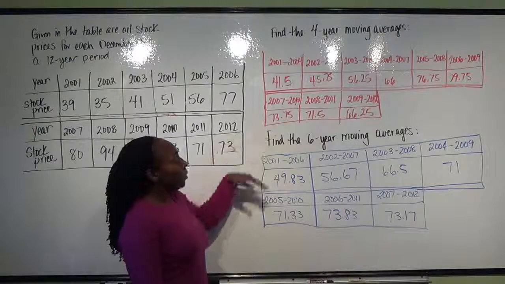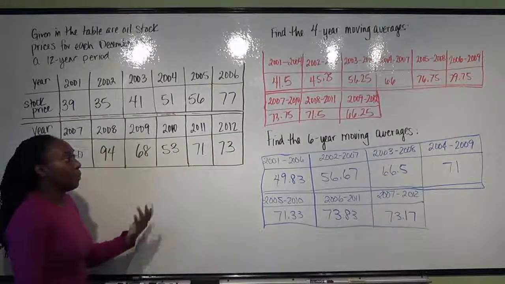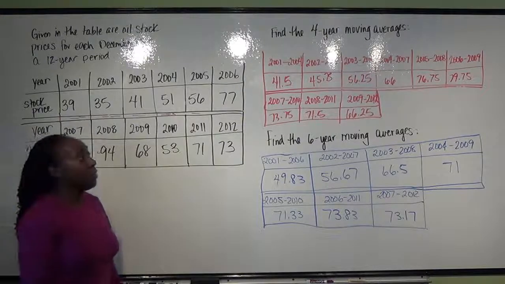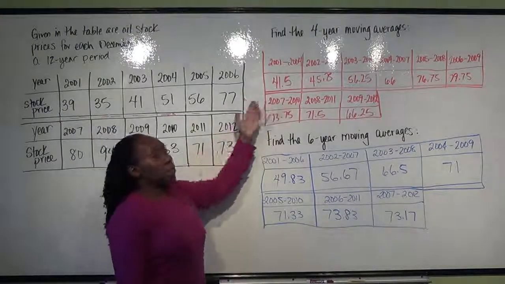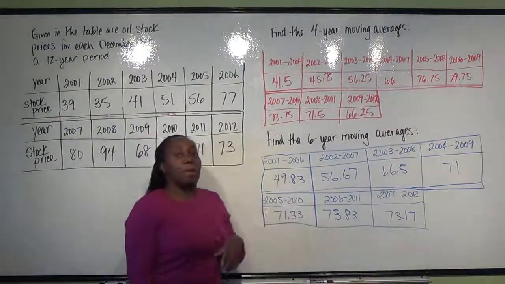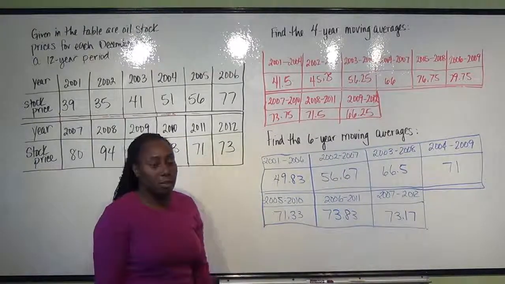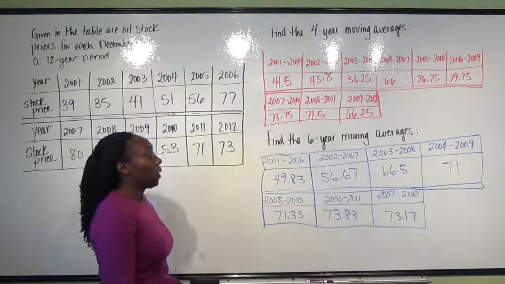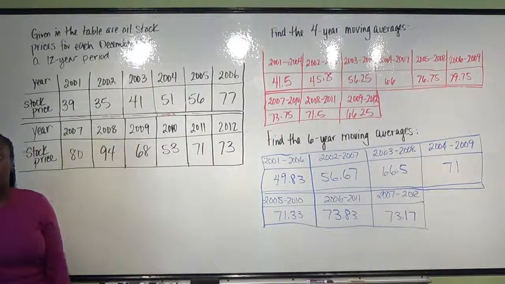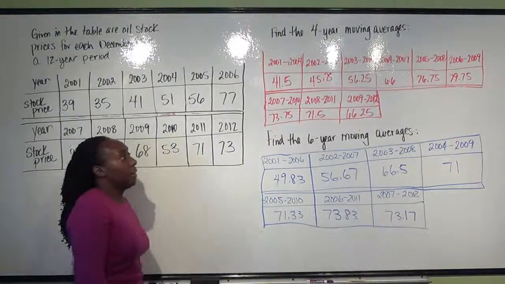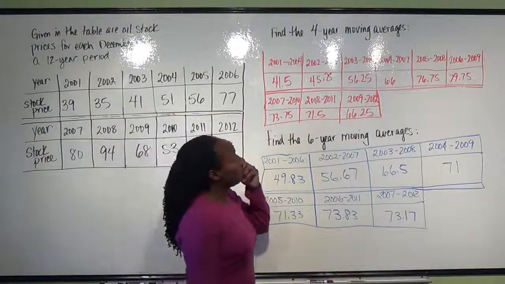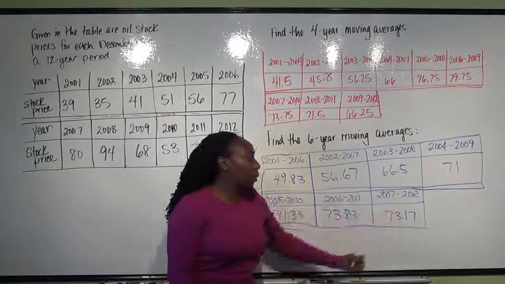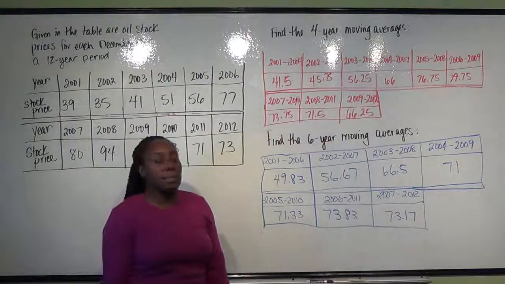And you can pull information off of these. So in WebAssign, you'll be asked to do something like this, and then you'll be asked a question like, well, which 4-year period or which 6-year period had the highest moving average? Or which one had the smallest moving average? Or what can be said about the general trend of the stock prices? And in all of these, we can see it's mostly increasing except towards the end, in both cases, where it does a slight decrease.